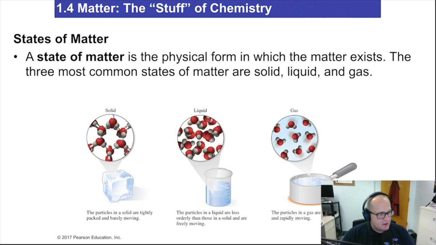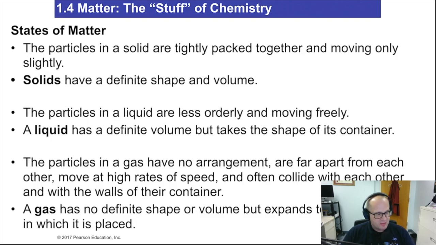States of matter. You've all heard of them. Now we're going to talk a little bit about them. States of matter is the physical form in which the matter exists. There you go. Solid, liquid, gas. Those are the three states of matter. Well, of course, we're going to talk a little bit more about that.